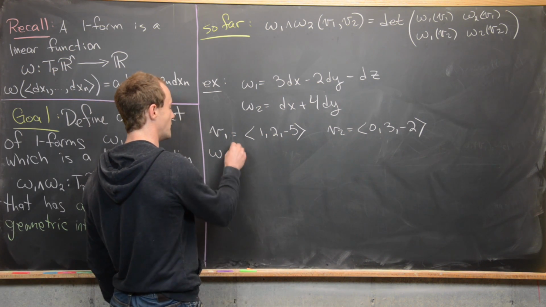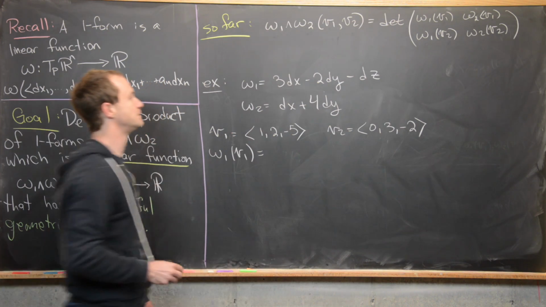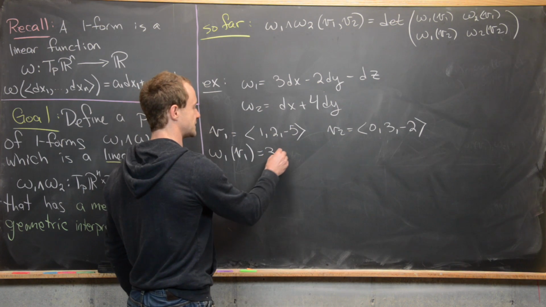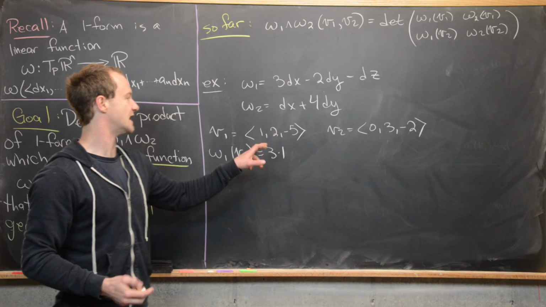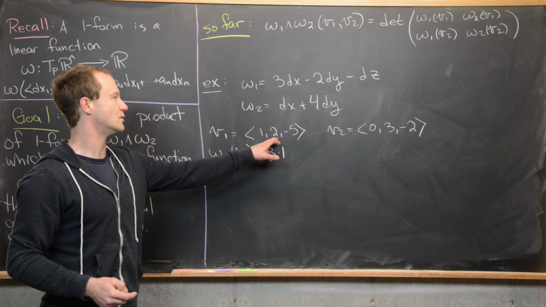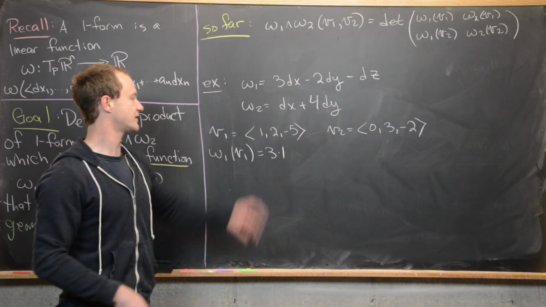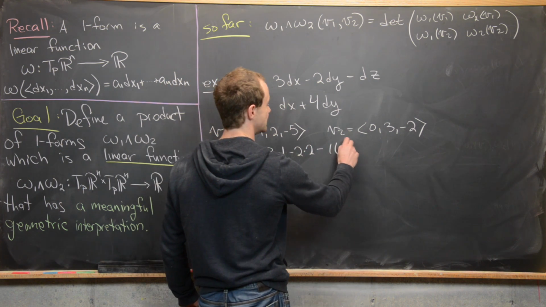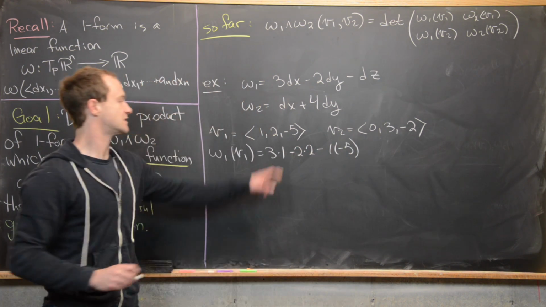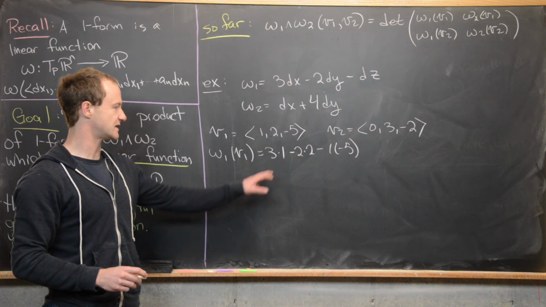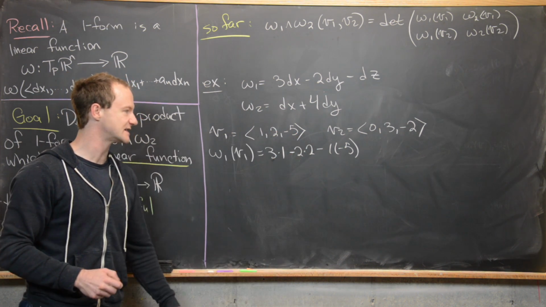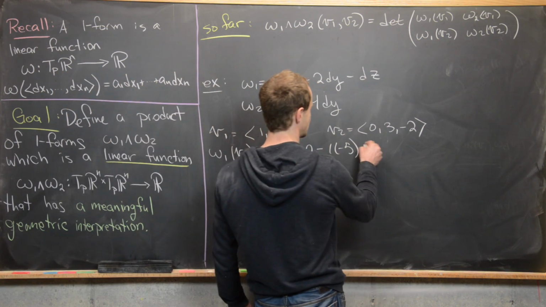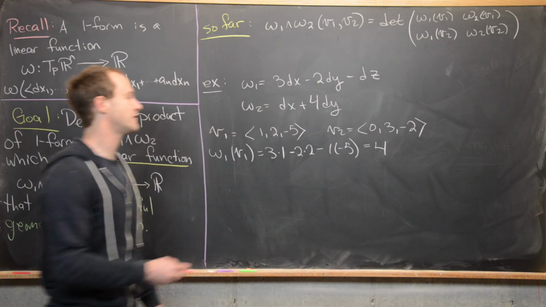Okay, great. Now we've got 4 things that we can calculate. We can calculate omega 1 on v1. So let's see what we get for that. So we'll get 3 times 1, that's because we have 3dx. We're thinking about this as the dx, dy, and dz component. So we have 3 times 1 minus 2 times 2 minus 1 times negative 5. Great. So again, dy and dz component. So let's see what we get there. So we get 3 minus 4, which is negative 1, and then plus 5, which is 4. So we get 4 for that.